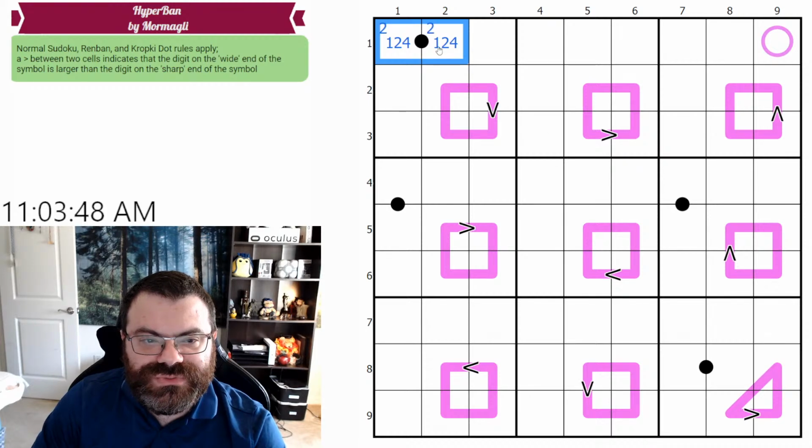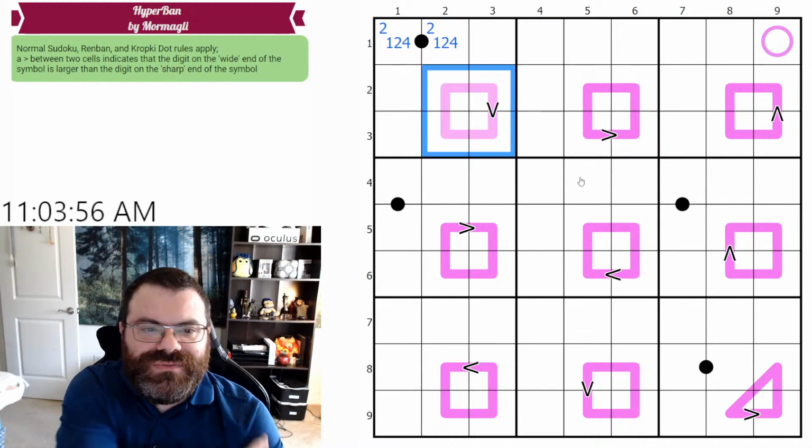So there is a 2 on the black dot. 1, 2 would leave lots of room to do stuff. 1, 4 would mean we're 5 or higher. But either way, that does work.